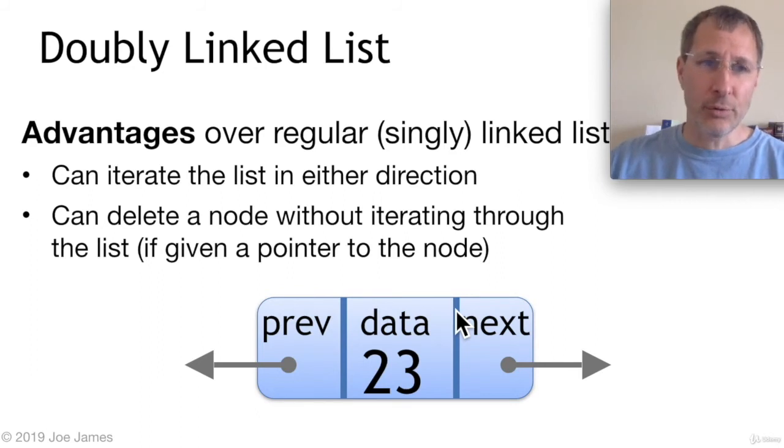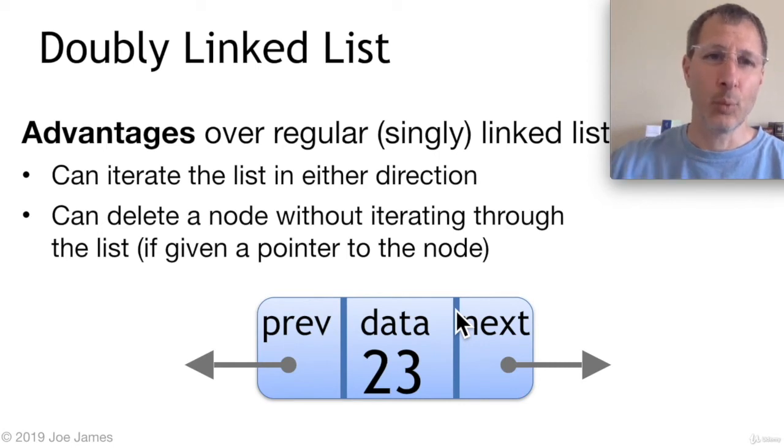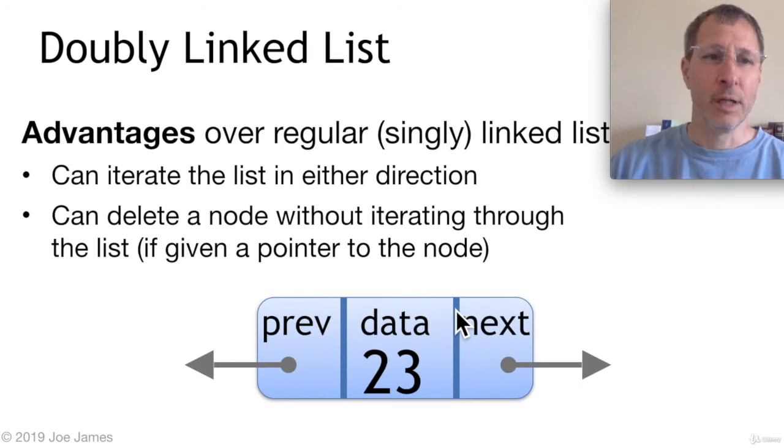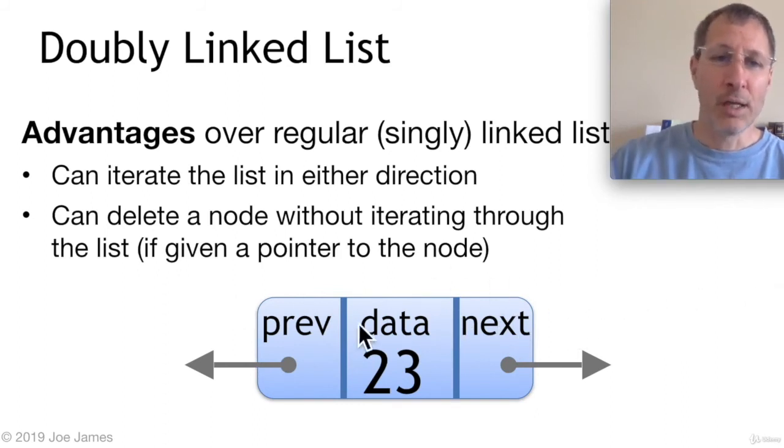And you can delete a node without iterating through the entire list. That is, if you have a pointer to that node, right? If you know where that node is that you want to delete, you don't have to iterate through the whole list to find it. Each node already stores its previous and next pointer, so you can get the nodes on either side of the node that we want to delete without having to iterate through the entire list, if you have a pointer to the node you want to delete.